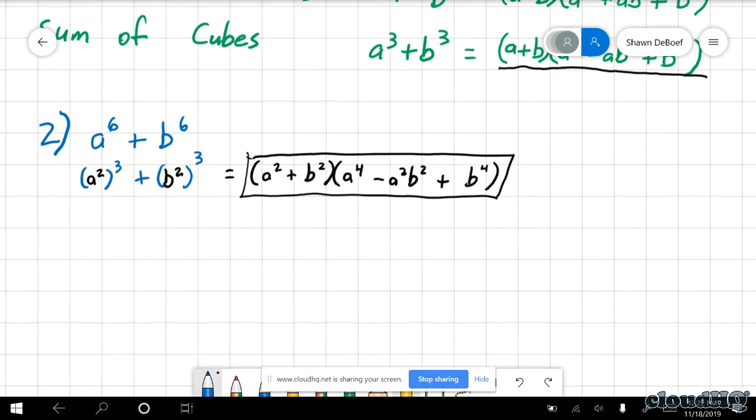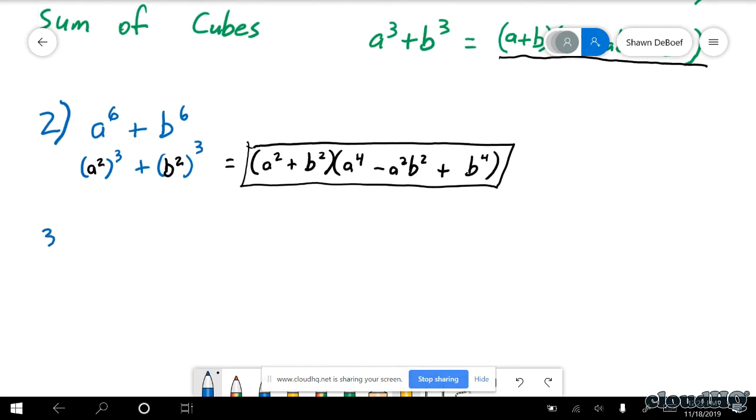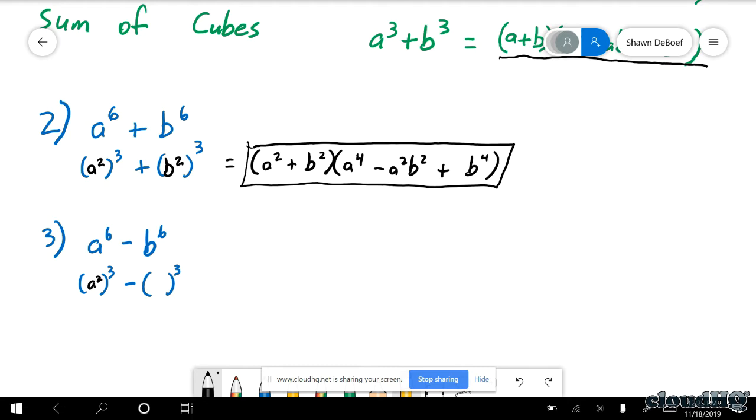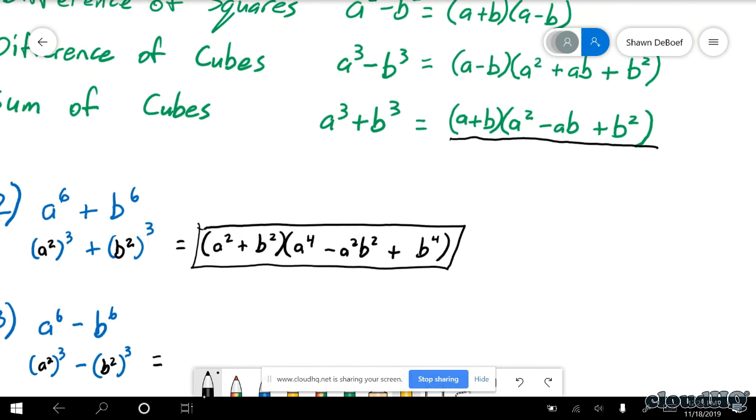If I change one sign in this problem, let's try it. A to the sixth minus b to the sixth. It's a difference of cubes. We still get a squared cubed, but now it's minus b squared cubed. So I can use the other factoring pattern since it's subtraction. So this one up here, same thing except two different signs.